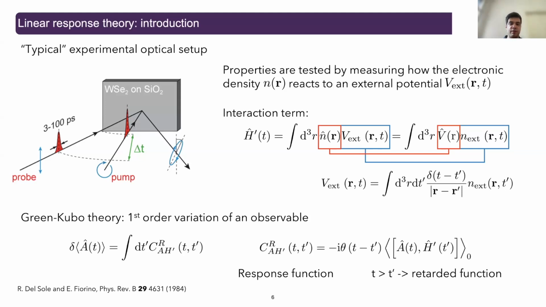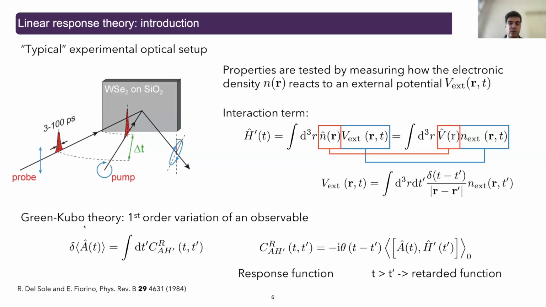Now, with only the probe field active, we want to understand how the density N is going to react to a time-dependent external potential. To do that, we consider the following interaction term, H prime, which can be written either in a potential or a density formalism, which are both linked by the following expression. I'm showing you both here in case you find one or the other in scientific papers.